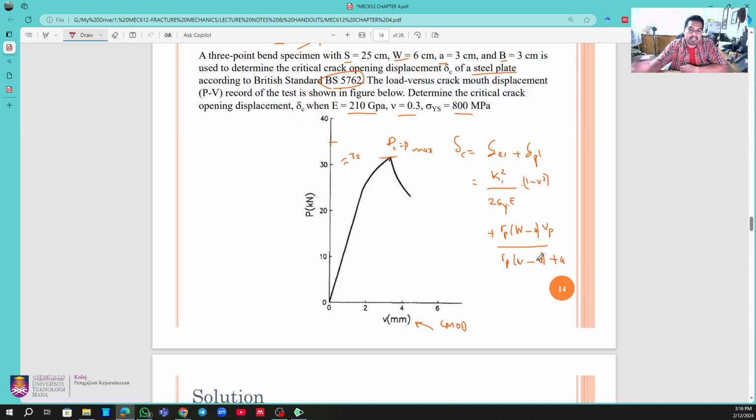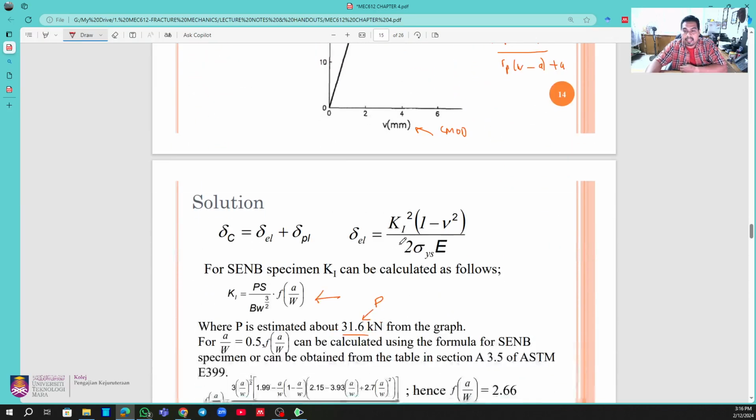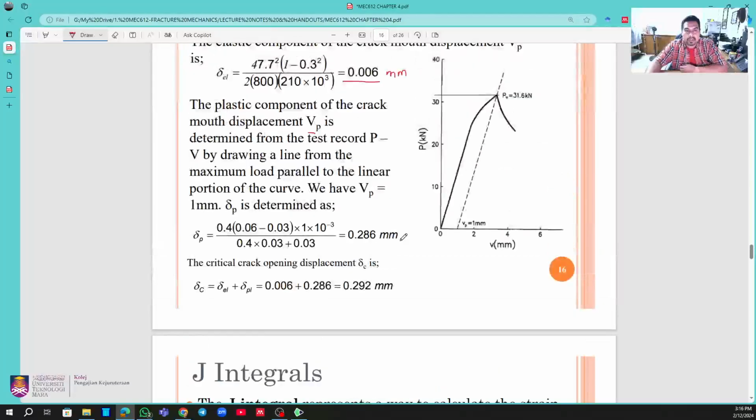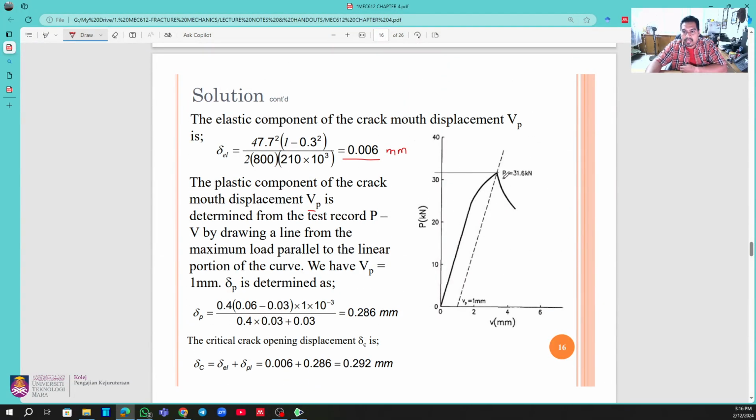The rest should be taken from this one, because we know the RP can be used as 0.4. W we know already, 6 centimeter, and you convert it to meter or millimeter. A we know as 3 centimeter. The only unknown that we are not quite sure of in our case now is VP, so we have to investigate the VP, and we know the PU.